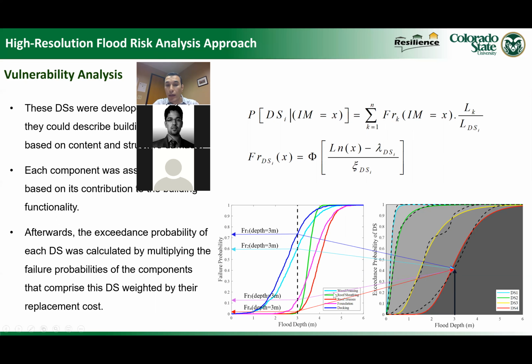So the CN1 is the wood framing fragility. The green is the roof sheathing, roof trusses, foundation, and flooring. So these 4 finally give us one curve, which is the dotted one here, which is the exceedance probability of damage state 4, because these 4 components represent damage state 4.